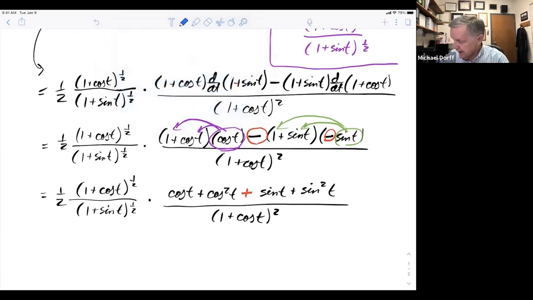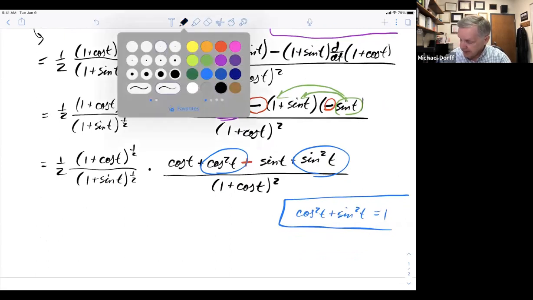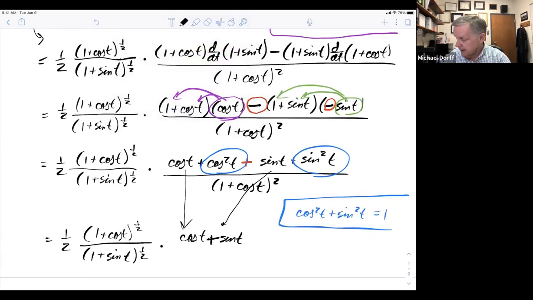Now recall, what is cosine squared t plus sine squared t? Cosine squared t plus sine squared t is 1. That's one of our trig identities, so we're going to use that here. And we have 1 plus cosine t to the 1/2 over 1 plus sine t to the 1/2. And then I have a cosine t, which I'm bringing down from here, plus a sine t, plus 1. That's where that 1 comes from, this fact here. And that's all divided by 1 plus cosine t, everything squared.